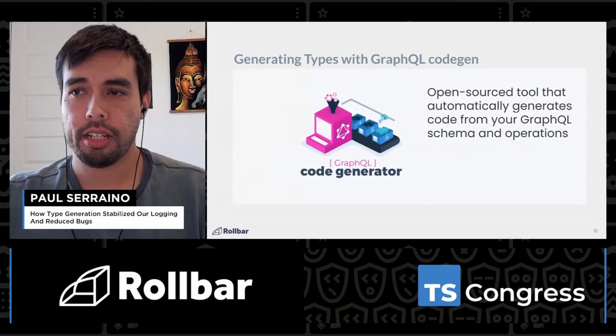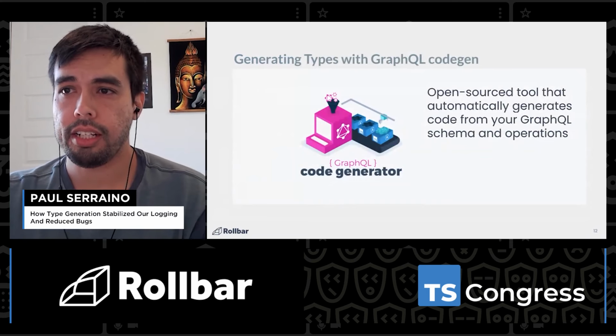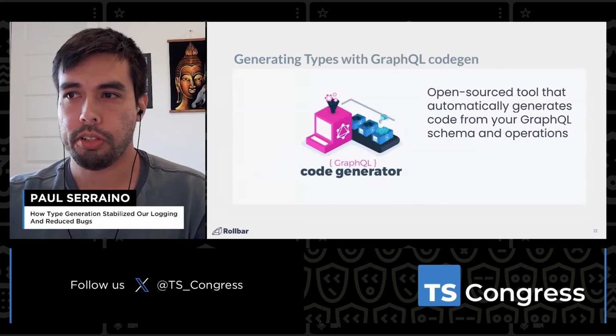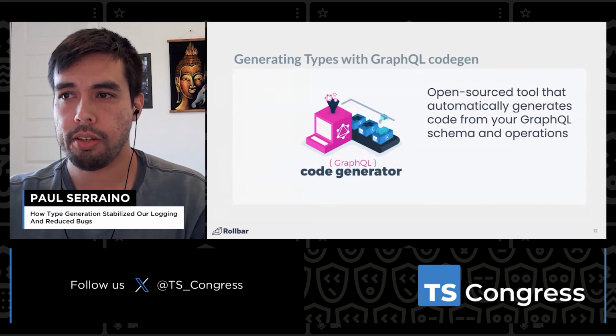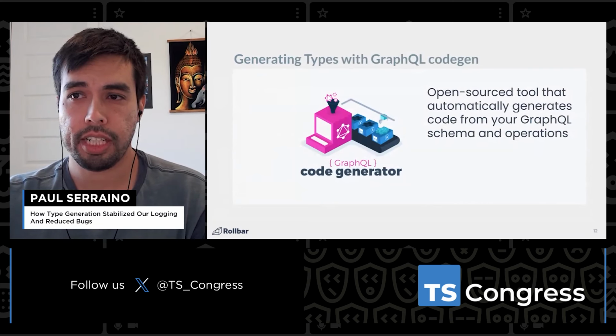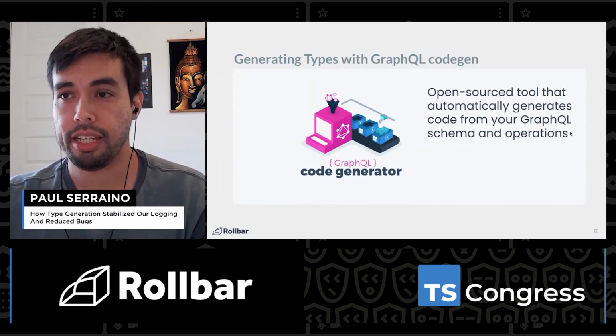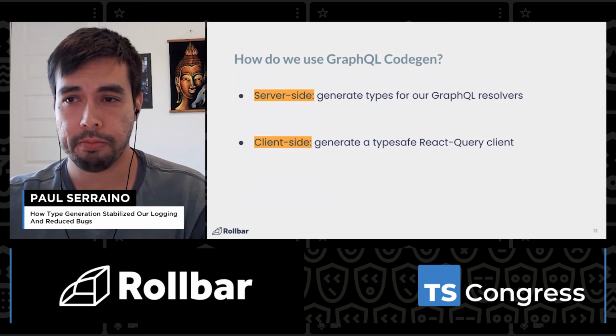So I mentioned that we generate our front-end client. Specifically, we use a tool called GraphQL CodeGen. This is an open source tool that will automatically generate TypeScript code from either a GraphQL schema or a GraphQL query operation.